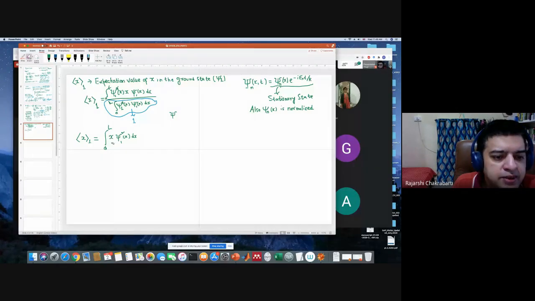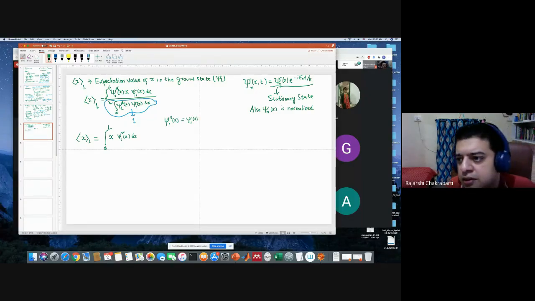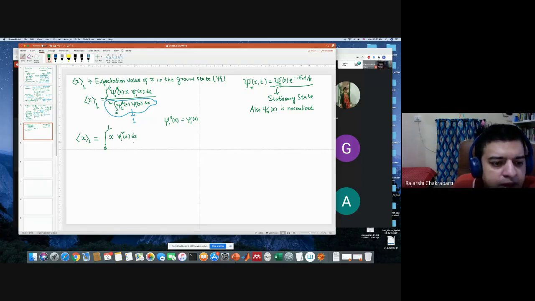Maybe I will just change my handwriting a bit. I should write psi like this. Okay. Because your psi 1 star of x is equal to psi 1 of x, because your function is real. And I have to integrate this in order to get average x, or the expectation value of x.